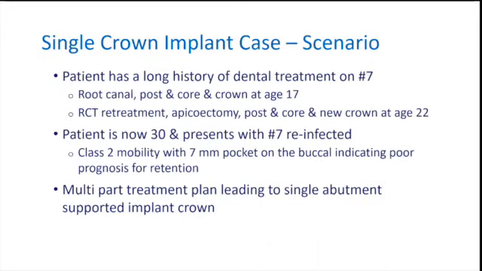Now let's take a look at a single implant case scenario. Here's a patient with a long history of care for tooth number 7 following trauma. And after repeated endodontic surgery, she now has a 7-millimeter pocket around the tooth, and your evaluation determines that it has a very poor prognosis. Therefore, you presented and the patient has accepted a multi-part treatment plan leading to a single abutment implant-supported crown.